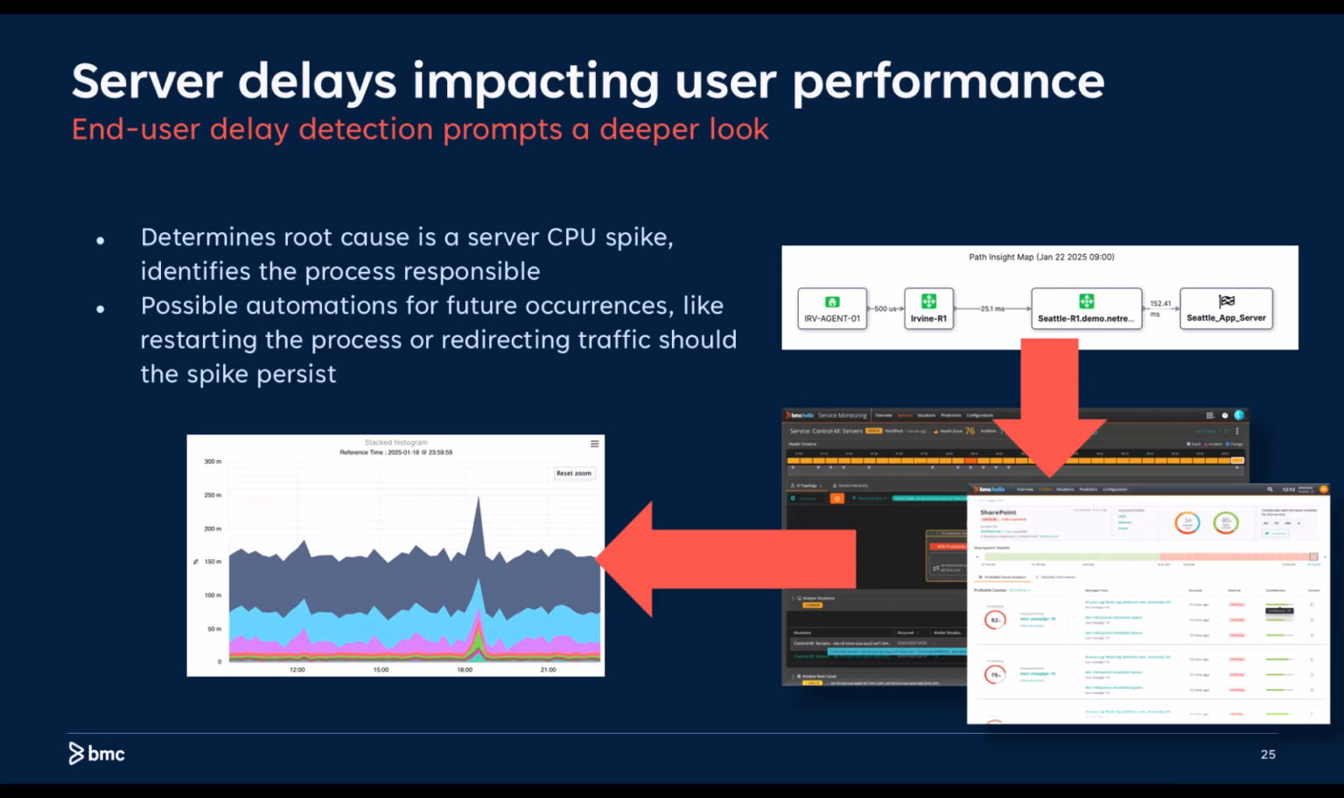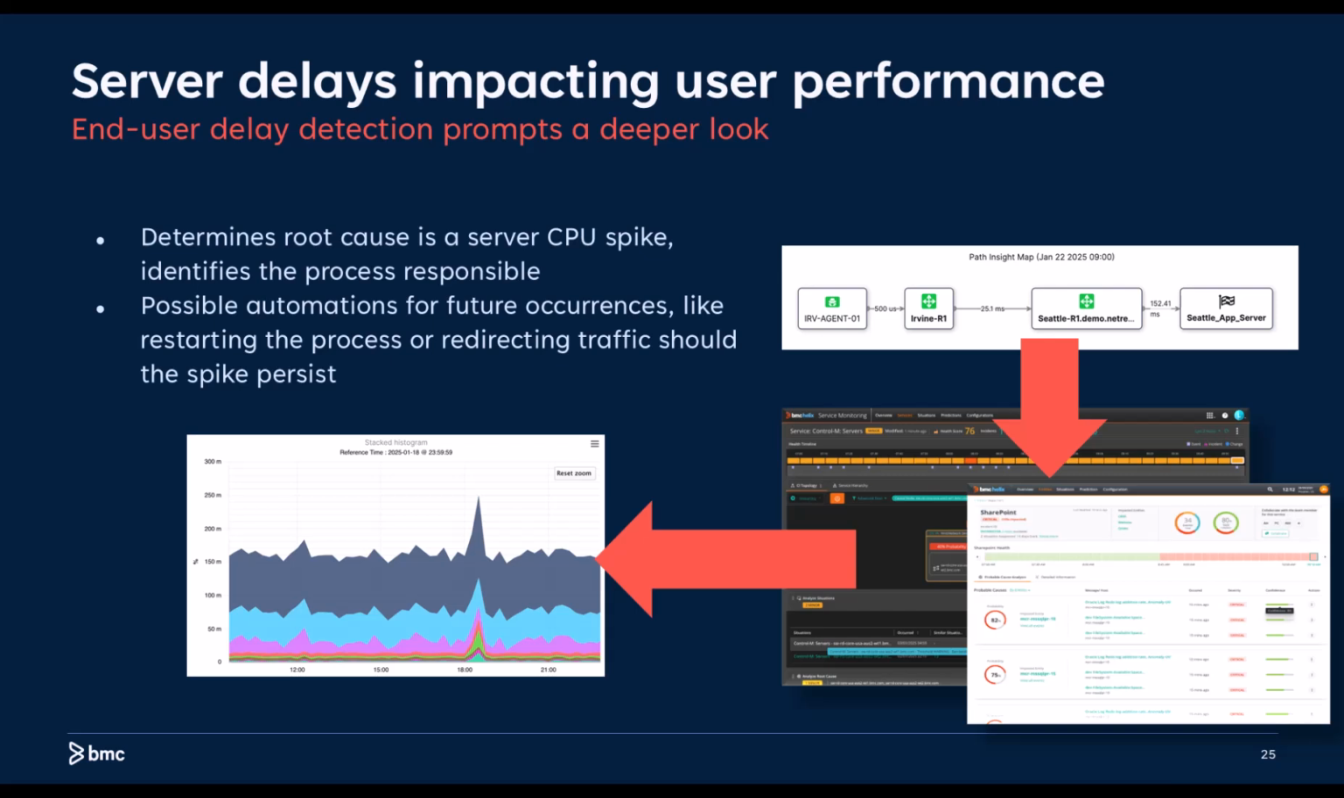Using this technology, they were able to determine that the root cause was actually not the network at all, but was in fact a server CPU issue, and identify the process responsible. It also then allows them to potentially automate problem resolution for future occurrences of this issue. For example, like restarting that process or redirecting traffic to a different server if the spike should persist.